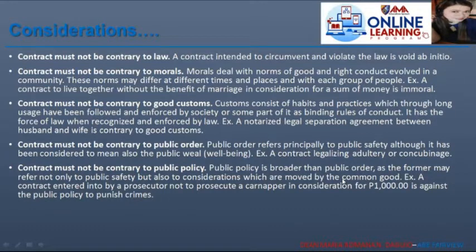So example, a contract entered into by a prosecutor not to prosecute a carnapper in consideration for 1,000 pesos is against the public policy to punish crime. So what is expected from you as a prosecutor is to punish crimes, no? Hindi para pigilan, no, ang pagdinig o ang pagparusa sa mga taong gumagawa ng crime. So this would be against public policy.